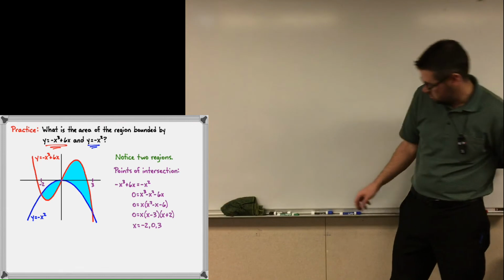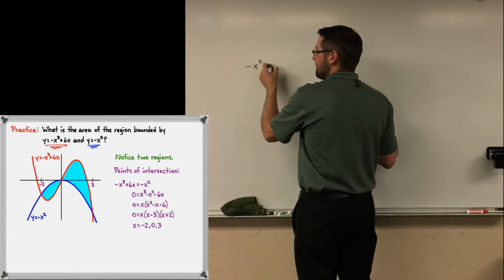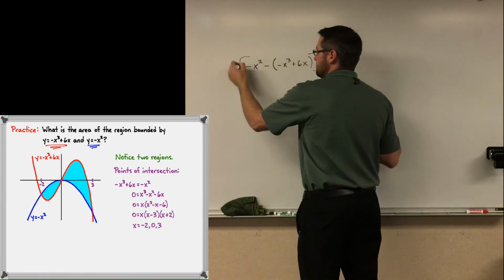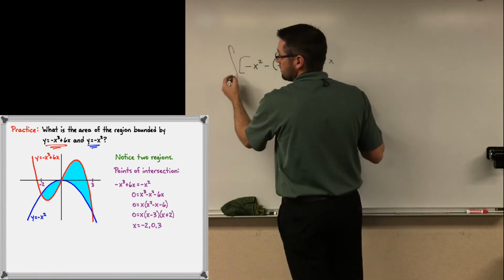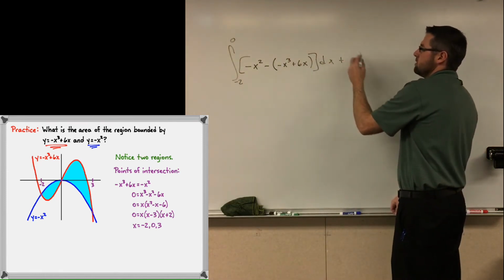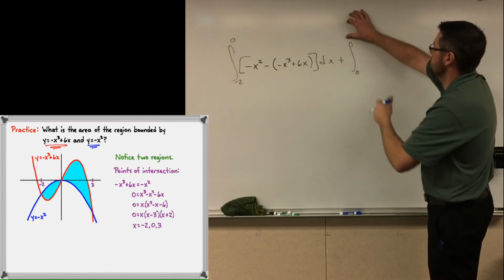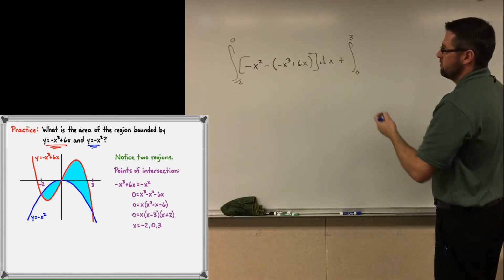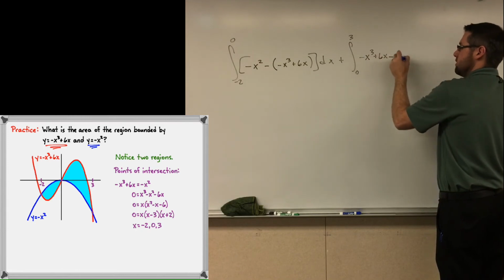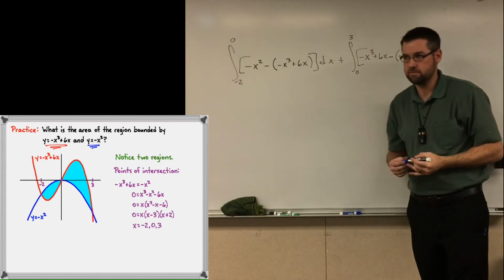You guys, you're trying to do too many steps at once, maybe. Negative x squared is the upper function, minus negative x cubed plus 6x. Make sure you do that, please. dx from what to what? Negative 2 to 0. So that gives you the first region. Now what do I have to do? Plus the integral from 0 to, was it 2? Oh, 3. Of, what's the upper function now? Negative x cubed plus 6x minus negative x squared. Okay? So that's the setup.